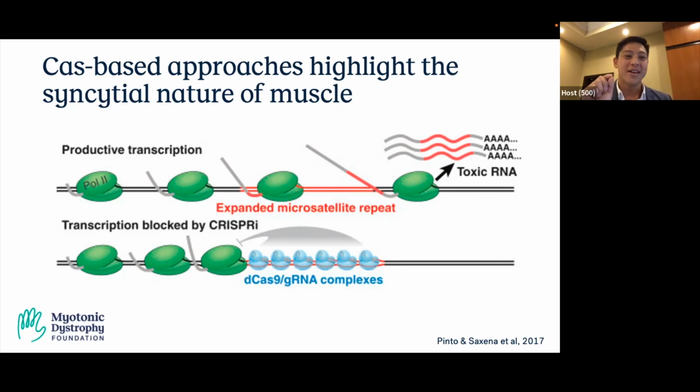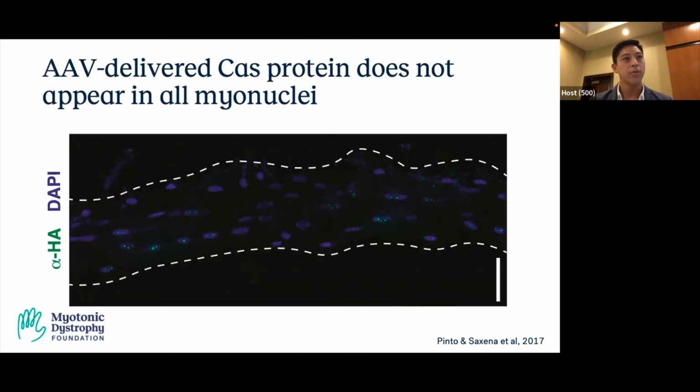So Belinda and Tombi pursued this idea to block transcription of expanded repeats by Cas proteins. It worked in cell culture, it worked in myofibers ex vivo, but when we went in vivo with gene therapy, we saw that the expression of the Cas protein was patchy. You can appreciate here in green, it's not present in every nucleus. There are a lot of nuclei there in the myofiber that do not contain any Cas.